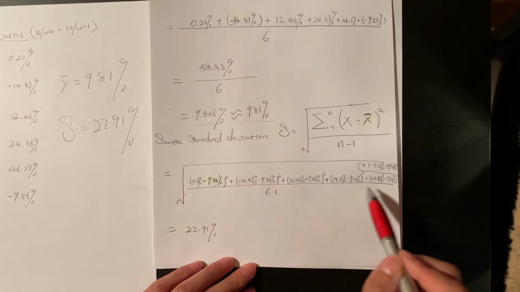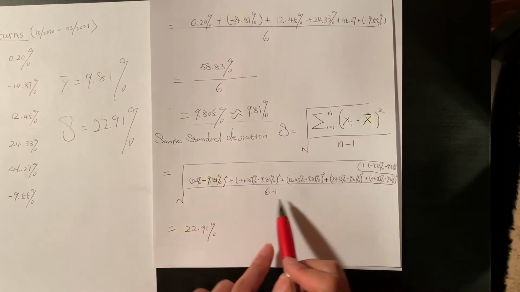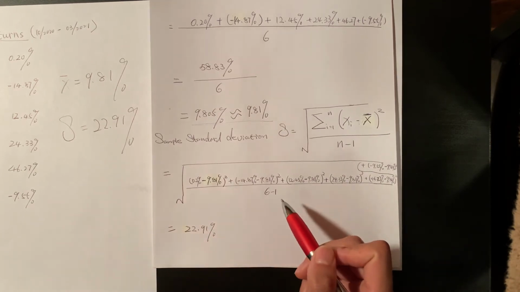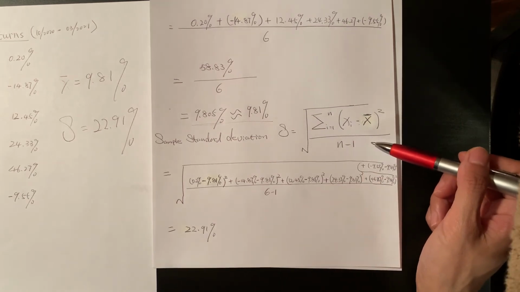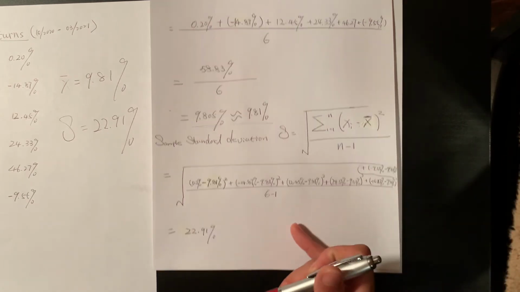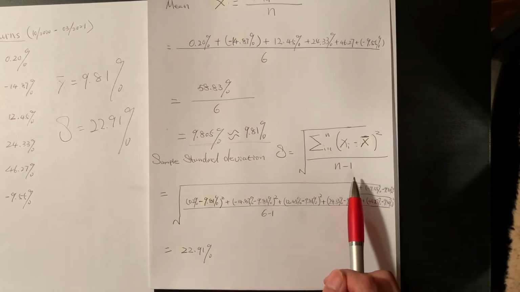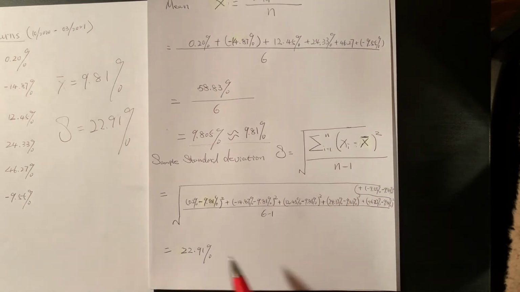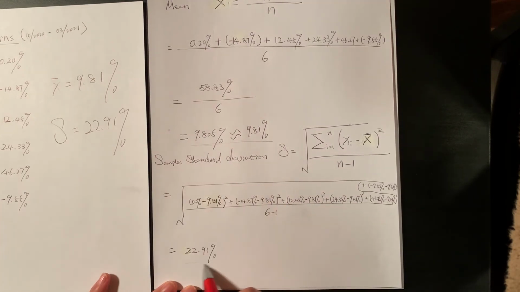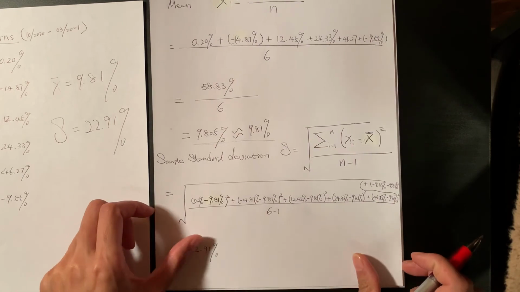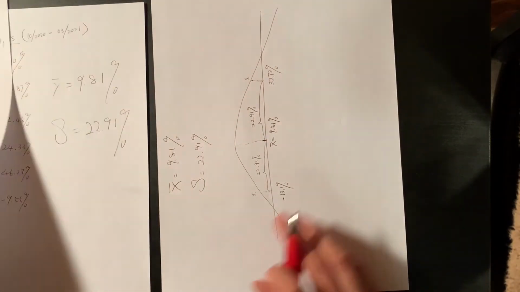You do that for each of them, then add them together, then divide by n minus 1. Because it is a sample standard deviation, you use n minus 1 rather than n, and you get exactly the same result here. So that is how you calculate it by hand using the formula.